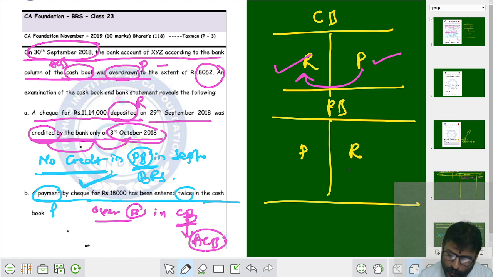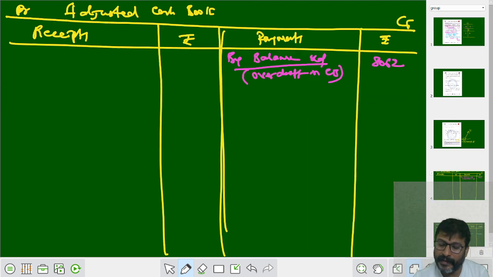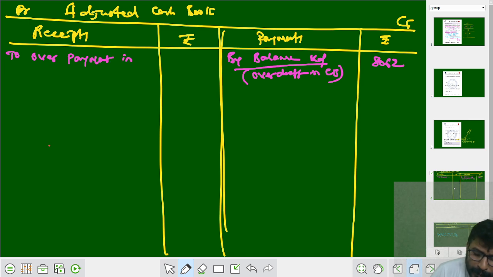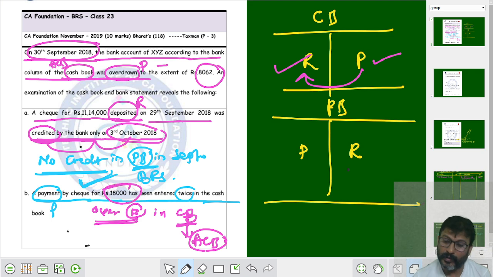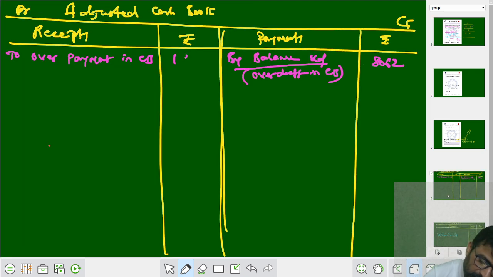In what side? Overpayment means we have to take it in the opposite side. Opposite side means we have to take it in the receipt side. In ACB, we have to write overpayment in cash book. So overpayment means I have taken it on the debit side with an amount of rupees how much? See how much it is. An amount of rupees 18,000.